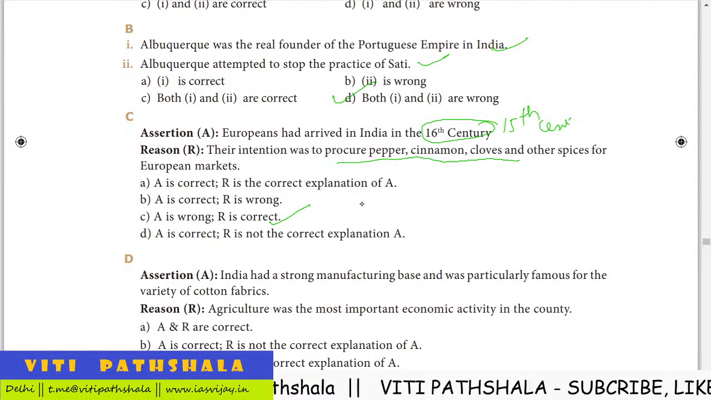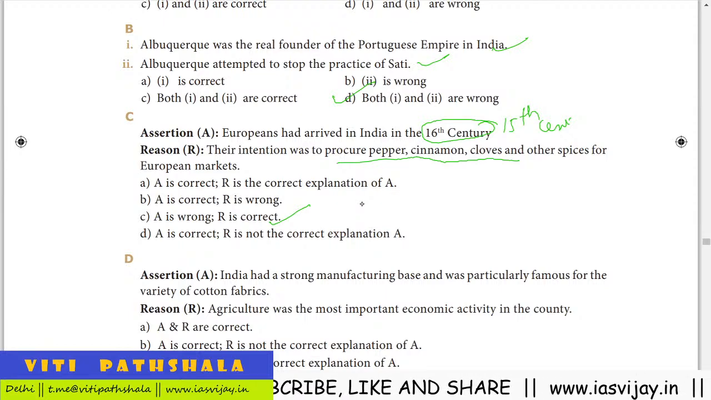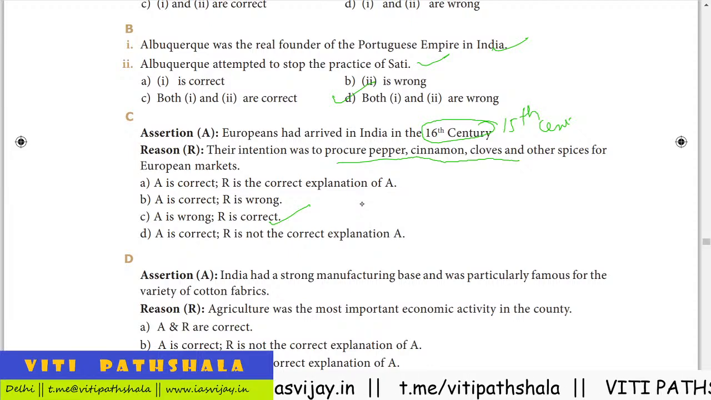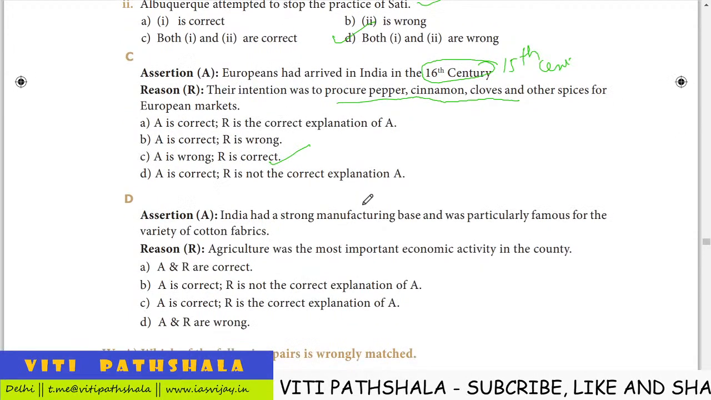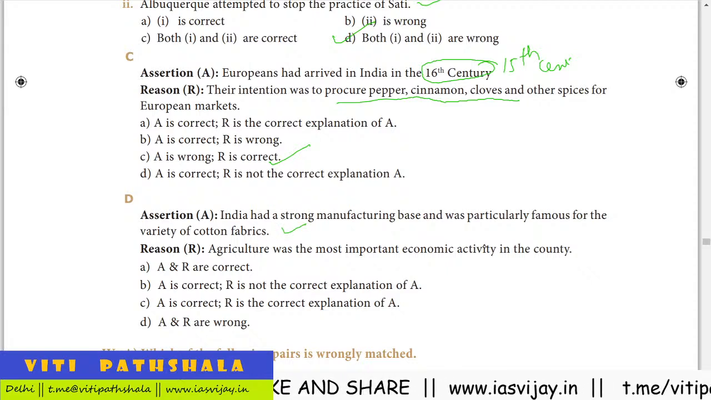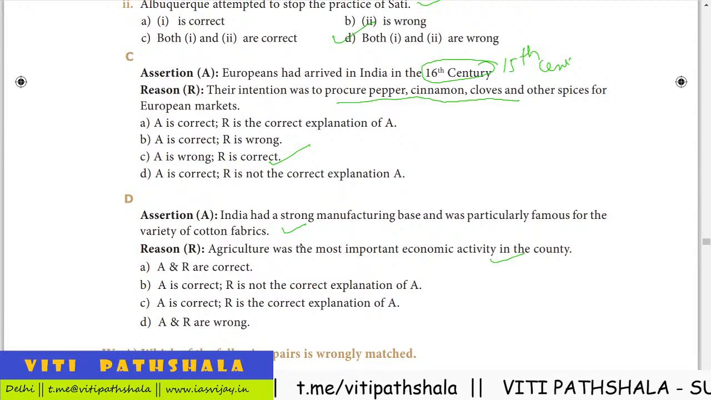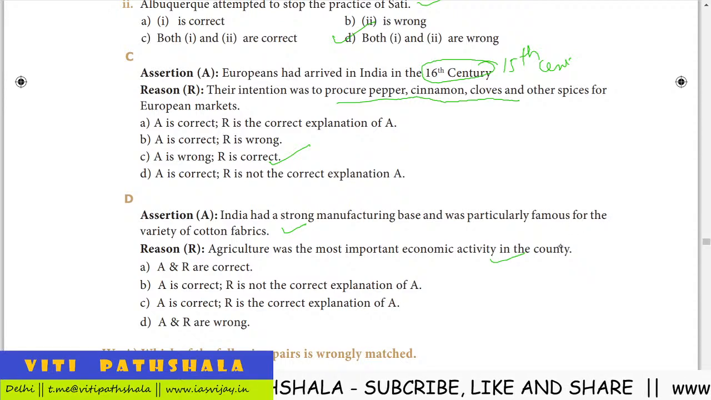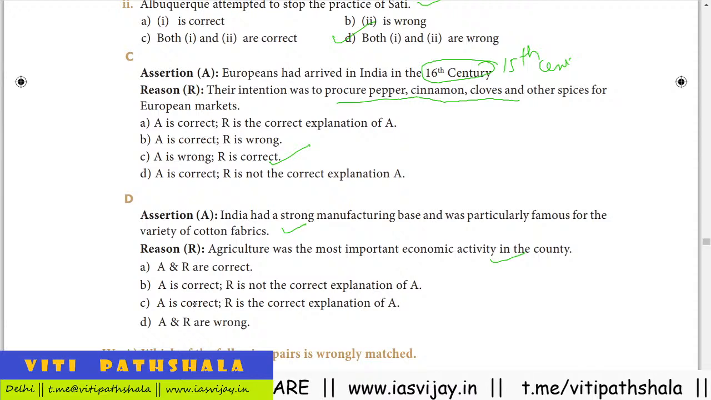Now, India has a strong manufacturing base and was particularly famous for the variety of cotton fabrics. Yes, agriculture was the most important economic activity. Yes, both are correct. बट ए और बी में कोई रिलेशन नहीं है. नहीं, ए और बी में रिलेशन है. सो आंसर होगा ए इज करेक्ट, आर इज ए इज करेक्ट, सो सी इज द आंसर.